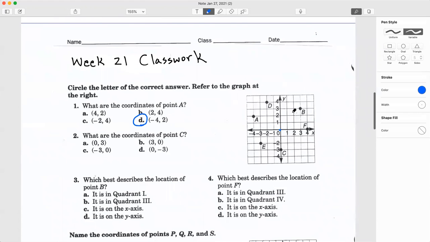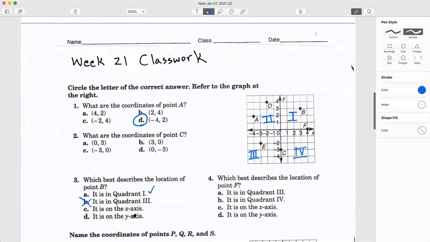1, 2, 3, 4. So yeah, it is. So definitely good. It is in quadrant 3? No, can't be that. It is on the x-axis? No, if it was on the x-axis, it would be like down here, like where point F is. Point F is on the x-axis.